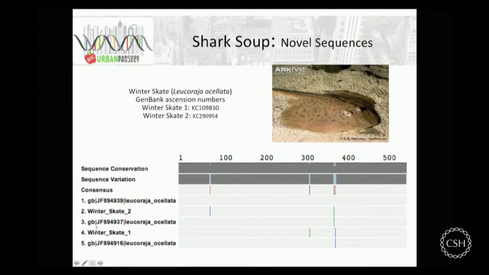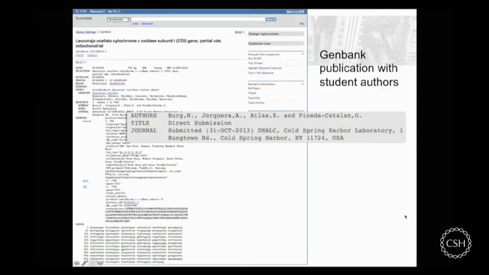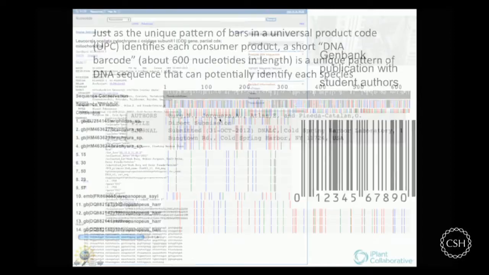And here's their work in DNA barcoding, which identified their two samples as a winter skate with some new sequence polymorphisms here and somewhere else. Here's the publication that they did to GenBank. You can see it on GenBank if you do a search for this species. And these are the students and their teachers who were involved with that work.